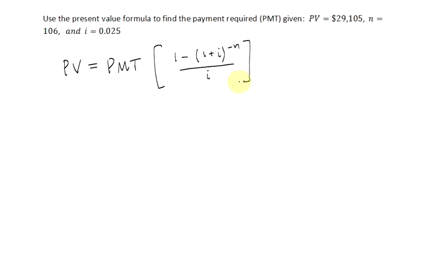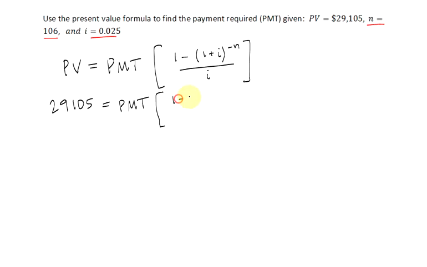Okay, now that I've stated the present value formula on my paper, notice that in this particular example, we are given the value for N and we are given the value for I. So we don't have to do any mini calculations for those values. We can plug those straight into the formula. So let's go ahead and do that. Let's plug in the values that we know and we'll go from there. So the present value is $29,105. The payment is what we're trying to find, so I'm going to leave that as PMT.